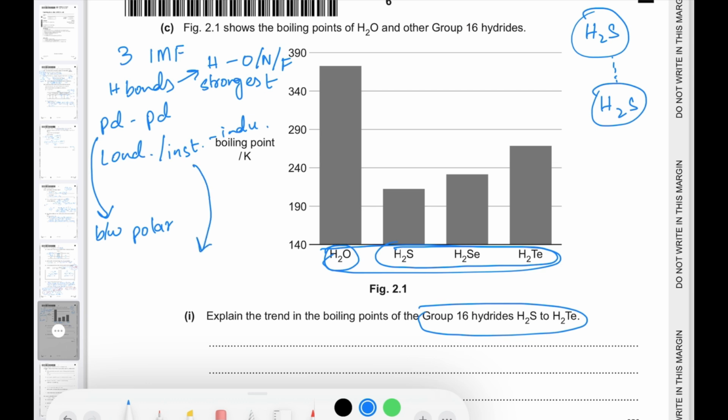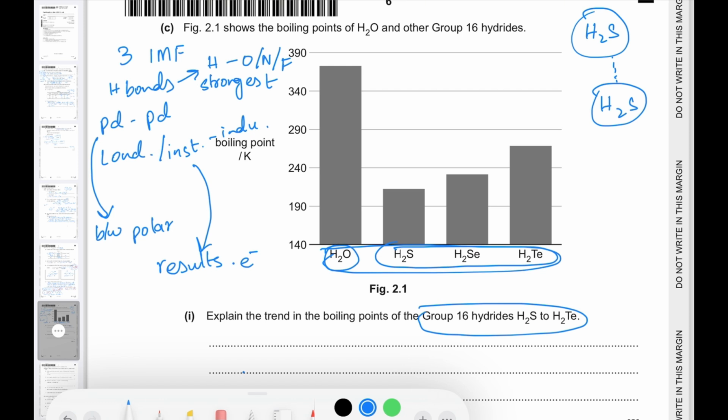Last but not least, London dispersion forces, or instantaneous dipole induced dipole forces, are found between molecules of all covalent compounds, and this results from the electron cloud that surrounds an atom in all of these molecules. It depends on the number of electrons in a compound. So the greater the number of electrons, the stronger the London dispersion forces between molecules.